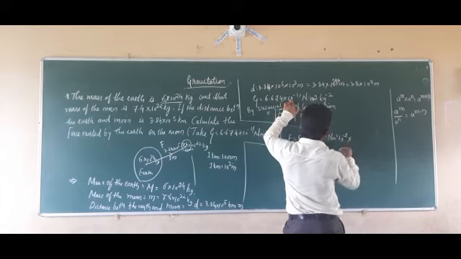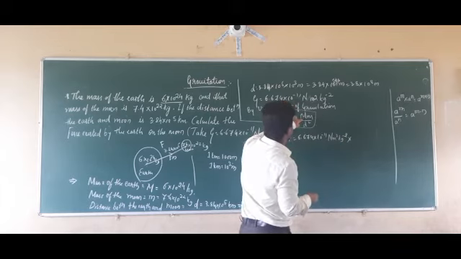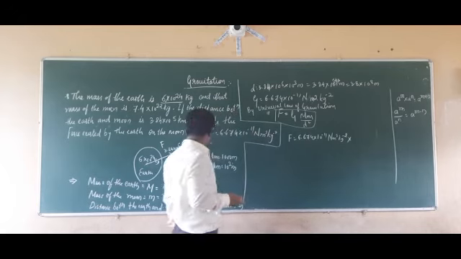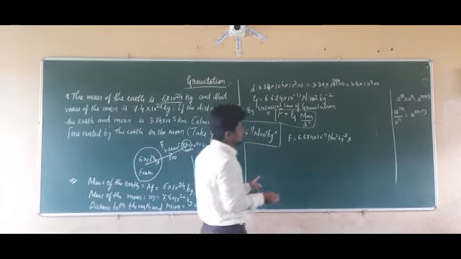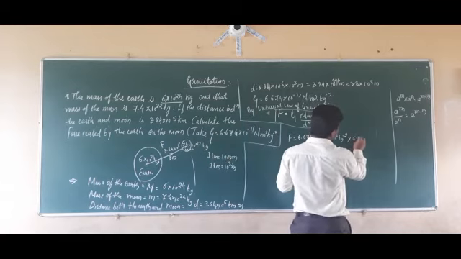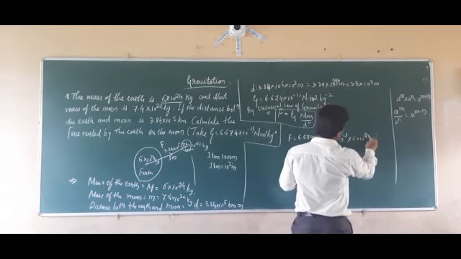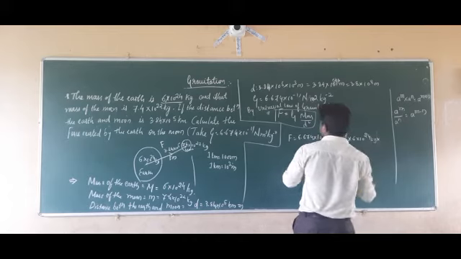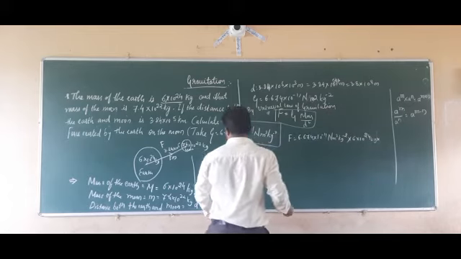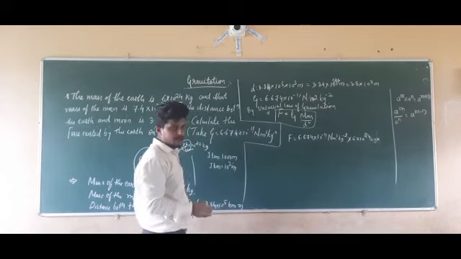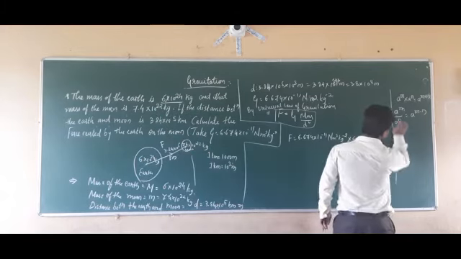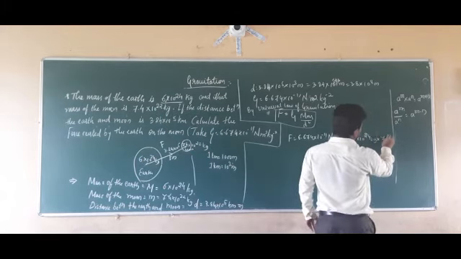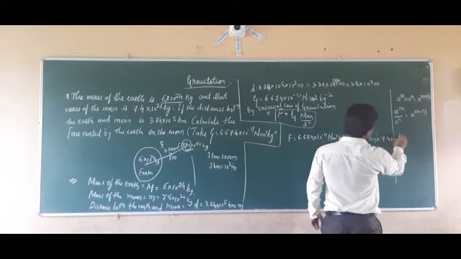Into, what is the value of capital M here? M is given as 6 into 10 raised to 24 kg, into, what is the small m here? It is equal to 7.4 into 10 raised to 22 kg.